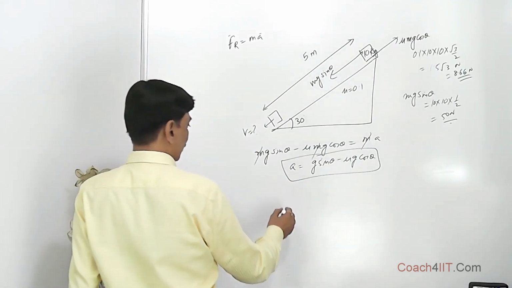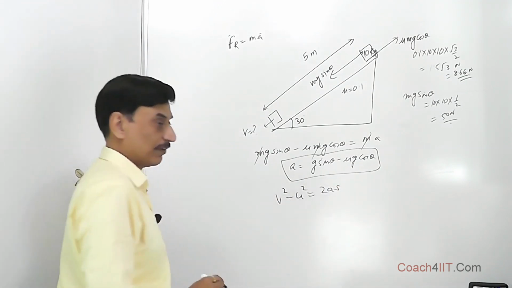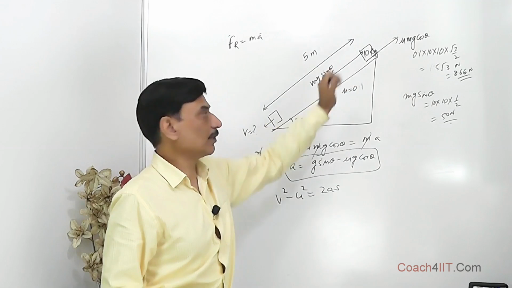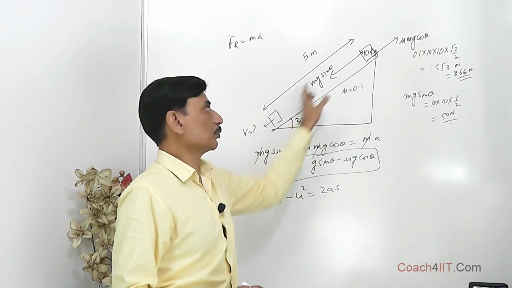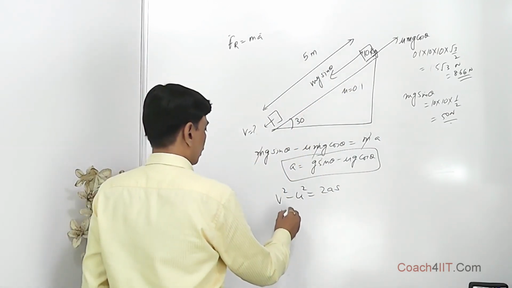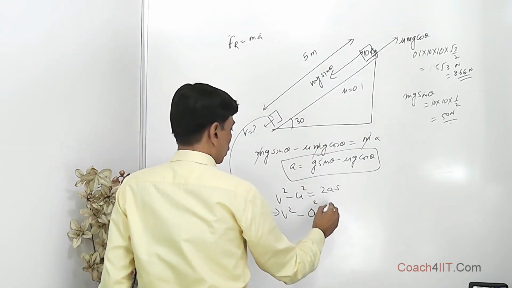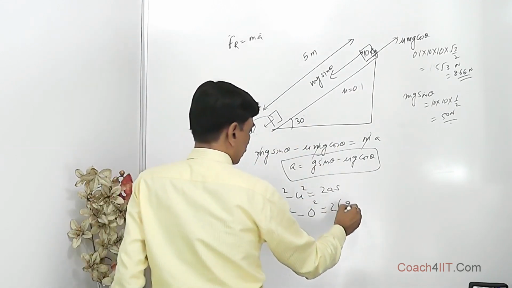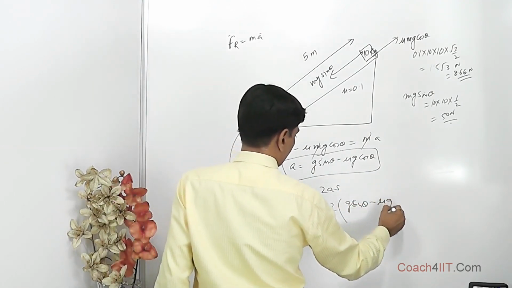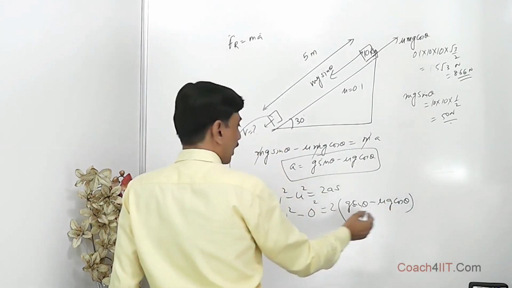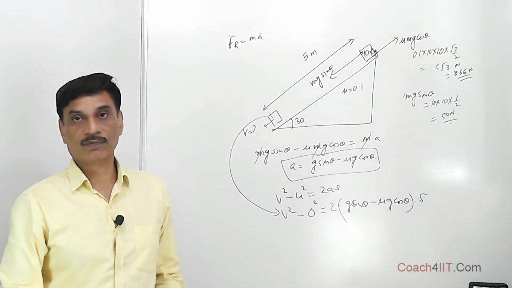We can use the equation of kinematics, v square minus u square is equal to 2as, where v stands for the final velocity, u stands for the initial velocity of the block when we started our observation, a is the acceleration, s is the distance which is travelled. So over here, v square minus u square, it has started from rest, so u is 0, equals 2a s. You can put the value of g as 10 meter per second square, g sine theta minus mu g cos theta, s is 5 meter. From here you can get the value of velocity, you can find the value of v.